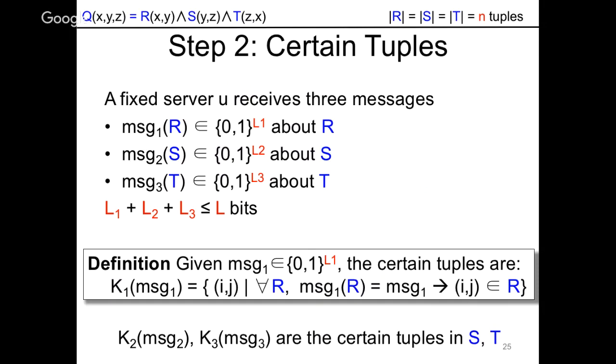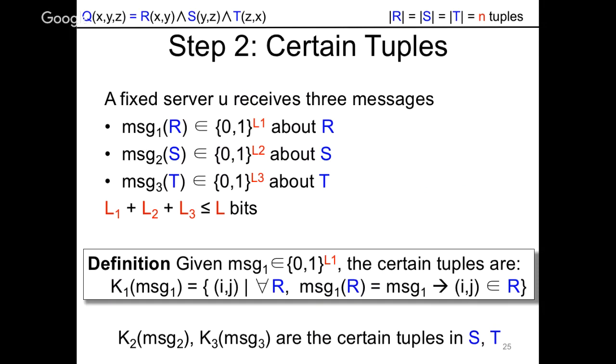So getting back to this slide, we receive a small number of bits. There are many possible input permutations that encode into these bits. And I'm going to ask a question. I'm going to define the number of certain tuples to be all the tuples that are present in all these permutations that encode into the current bits.